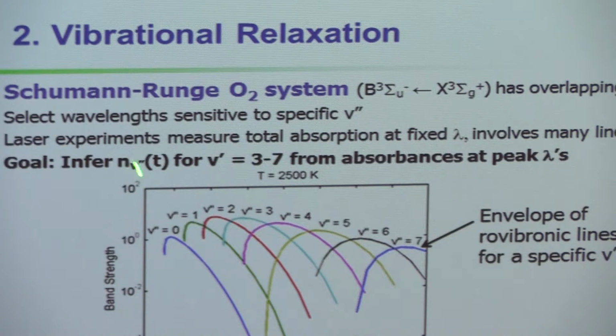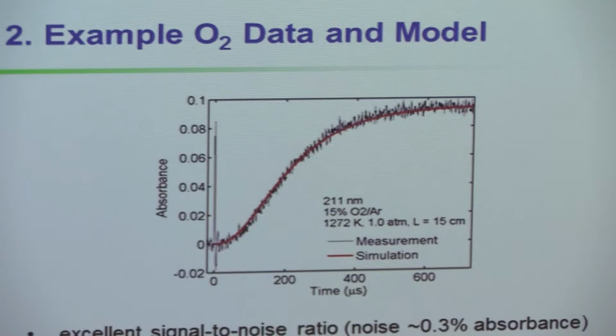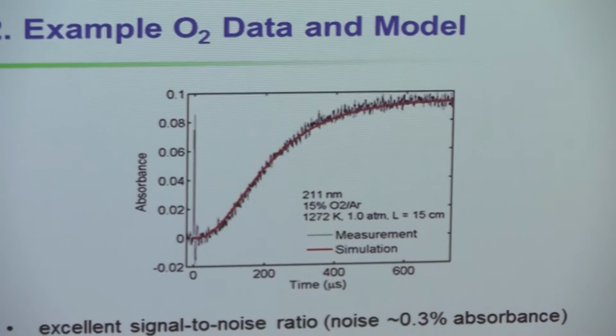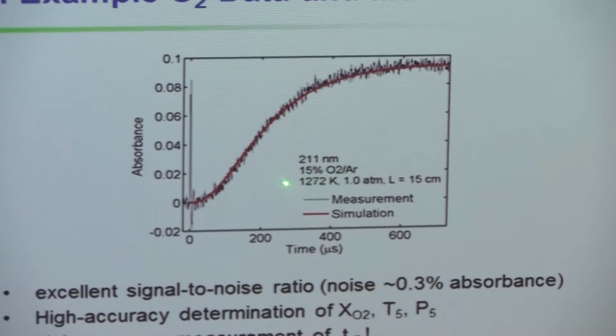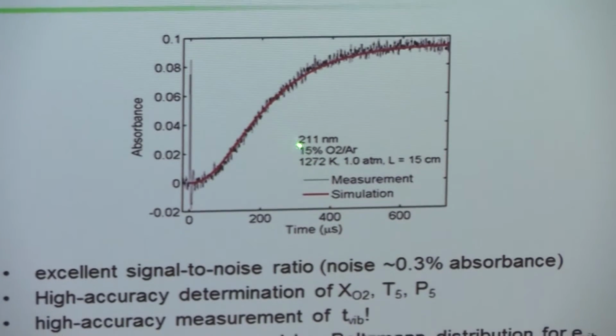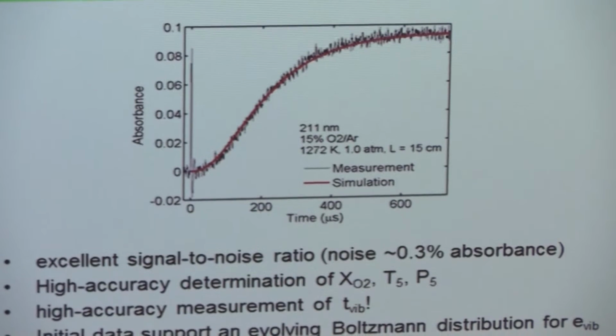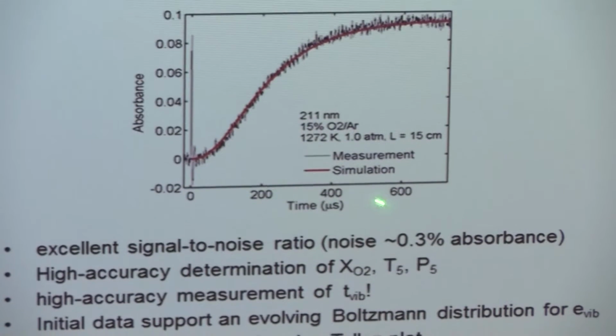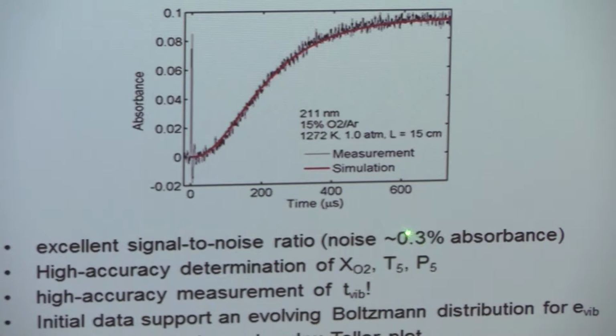This is a logarithmic plot. We're measuring at that wavelength versus time, taking the negative log and plotting it versus time. Data are the black line, and the red is the simulation. This is at 1200 Kelvin, with a certain amount of oxygen and argon, 1 atmosphere, 15 centimeter path. What the experimentalists would look for is the noise level in absorbance units, and it's like 0.3%, that's good.